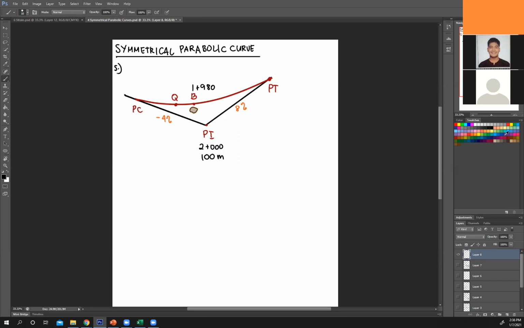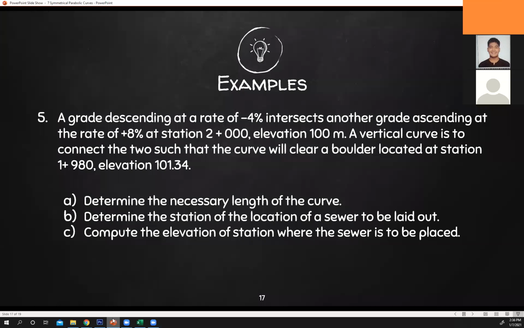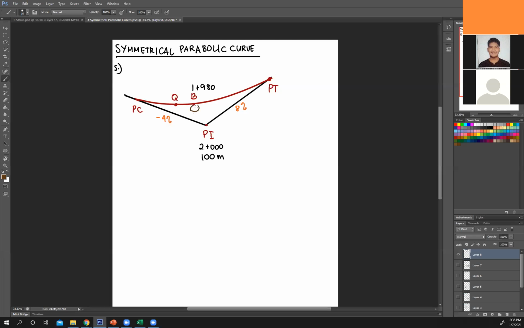Sorry, it just clears the boulder. So your parabola will hit that boulder. So it doesn't say here that there's a space between your parabola and the boulder. So clear just means it's above that. So your boulder is over here. Okay. So therefore, this point B also has an elevation of 101.34. Okay, so that's all you're given.